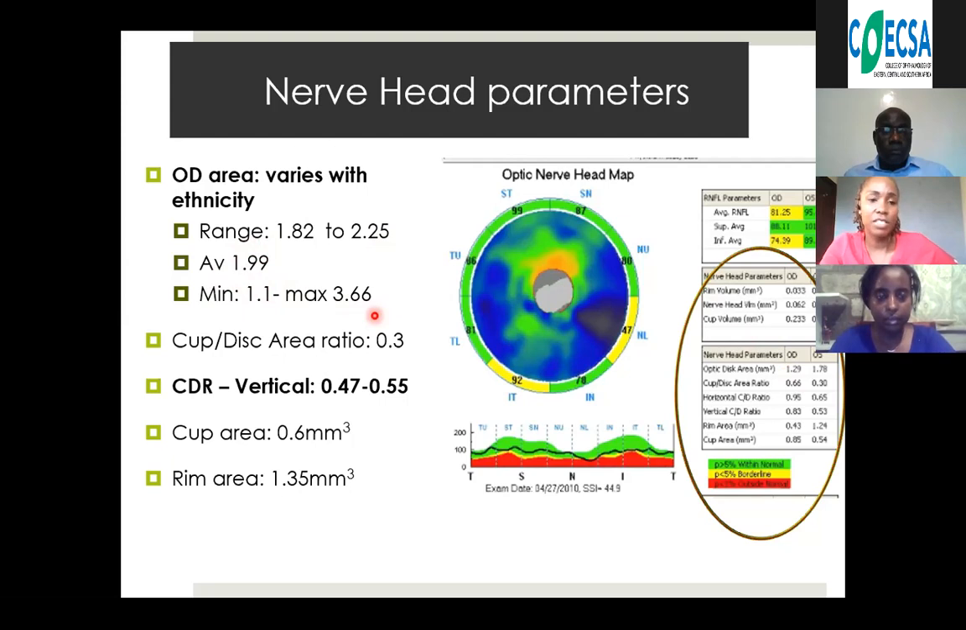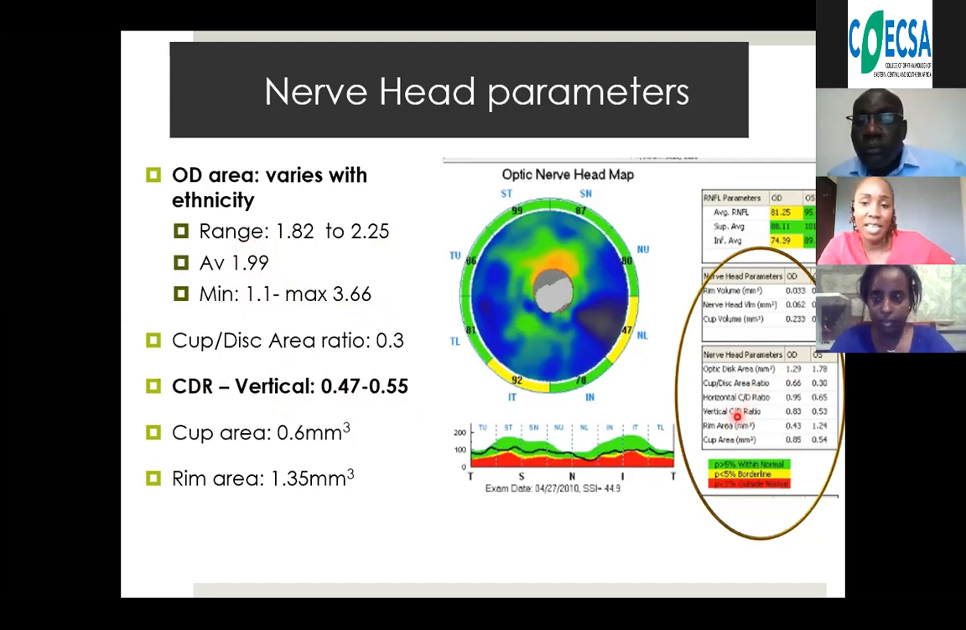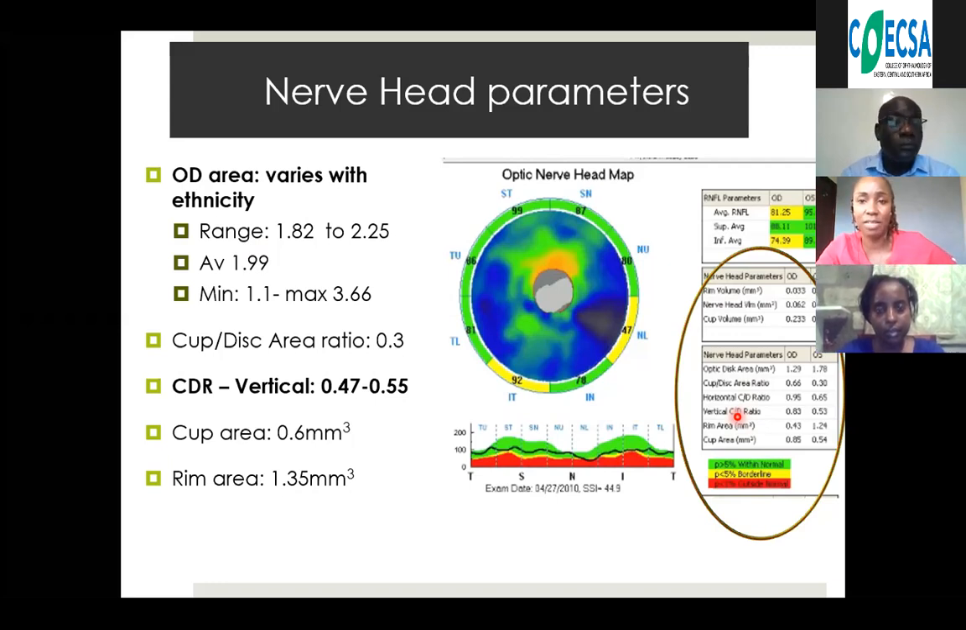Another thing, if you want, you can look at the cup to disc area ratio, but usually I look at the vertical cup to disc area, the vertical CDR, and compare it with what I have in my notes. Other parameters you can look at, but the most important thing for me is the disc area and the vertical CDR. The rest, I don't put too much weight on them, because as I said, there are so many parameters to look at.